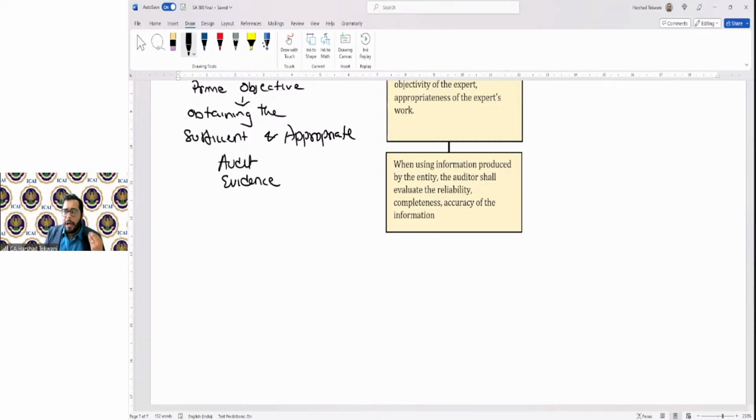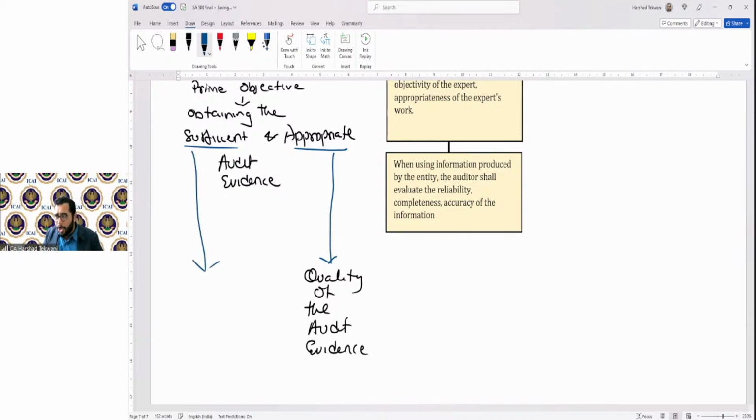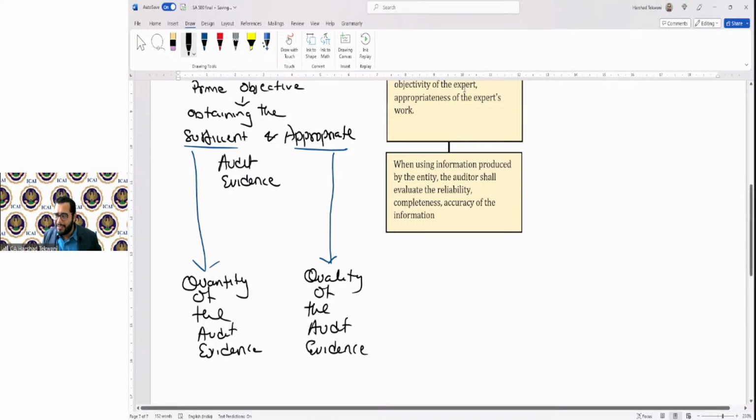Now, when I talk about appropriateness of the audit evidence, as I told you, there are two things I am highlighting over here: appropriateness and sufficiency of audit evidence. When I talk about appropriateness of the audit evidence, what do I mean? The appropriateness of the audit evidence refers to the quality of the audit evidence. And the sufficiency of the audit evidence talks about the quantity of the audit evidence. So this is how the quality and the quantity of the audit evidence are there.